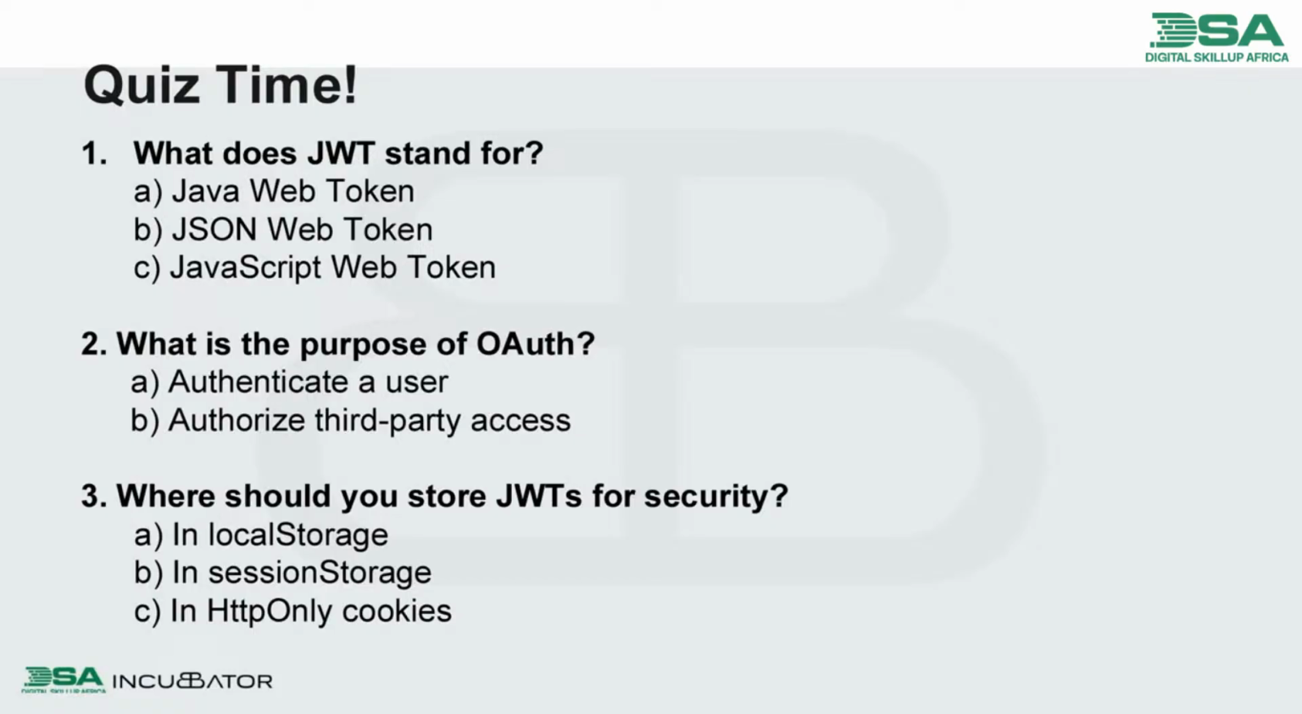So now let's go through the quiz. What does JWT stand for? Is it A, Java Web Token? Is it B, JSON Web Token? C, is it JavaScript Web Token? We'll look if anybody has any contrary answer. So far, I think we're on the same page. So we have B, which is the right answer, JSON Web Token. Okay. I'm tempted to clap for you guys, but don't worry. Let's move on.